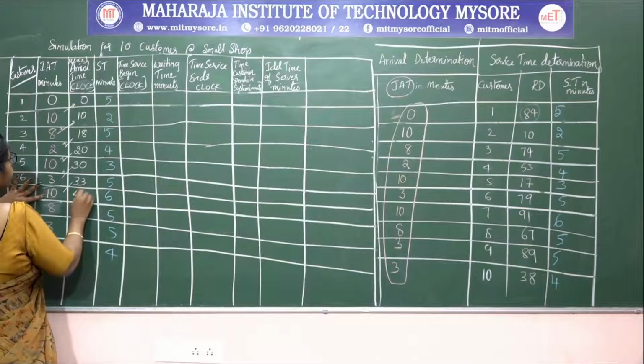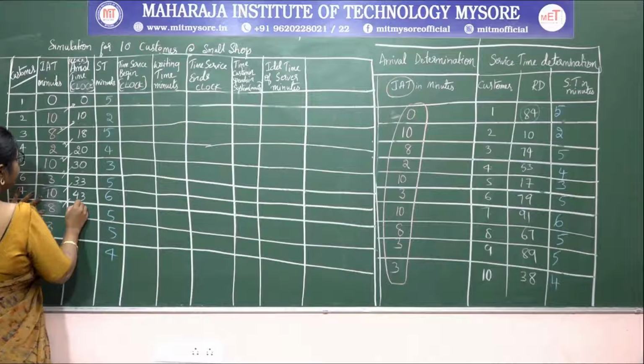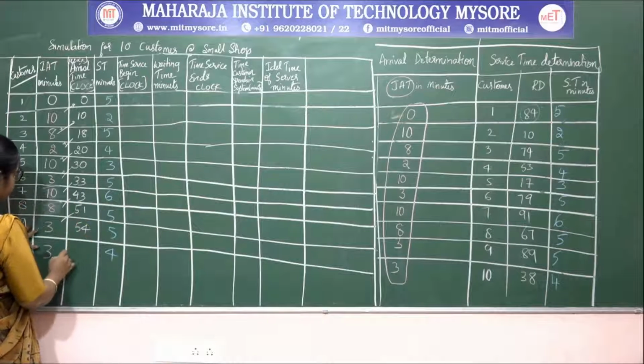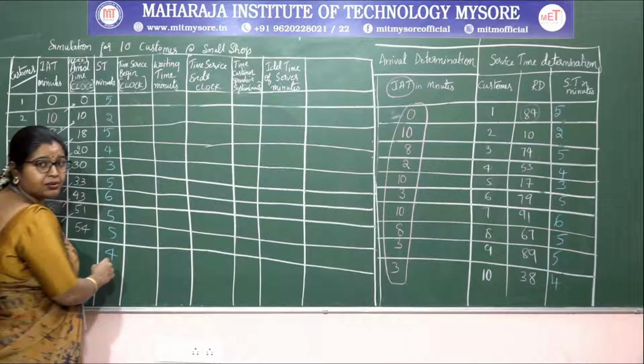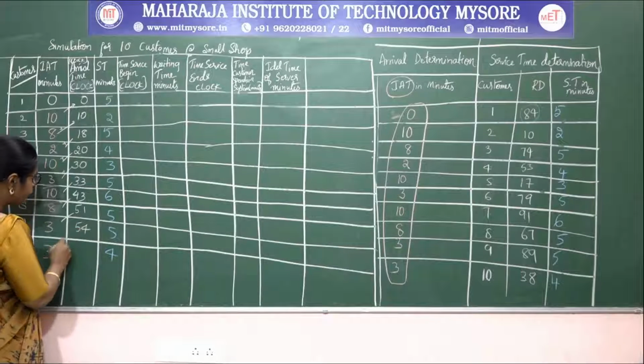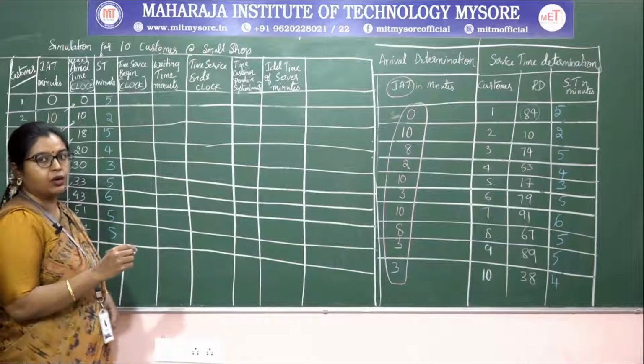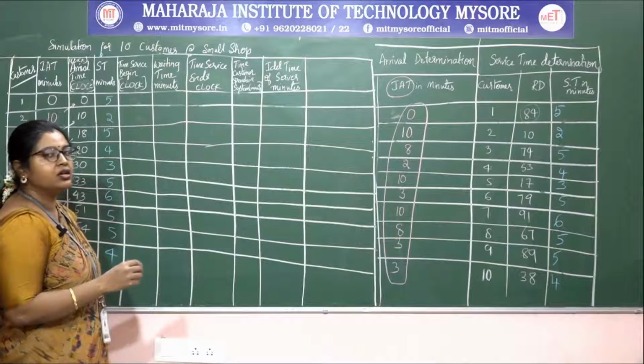Next is 43. Next is 51, next is the 54th minute. The next customer, that is the last customer, is going to arrive at 54 plus 3, the 57th minute. Okay, so let's begin the simulation right now.